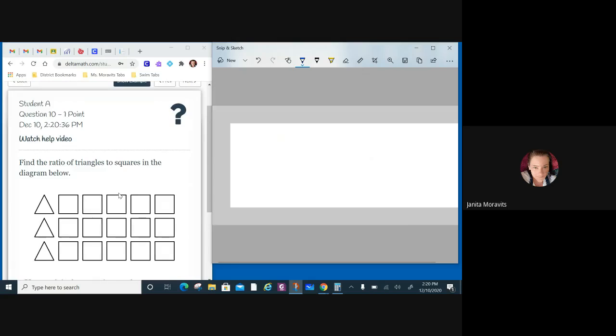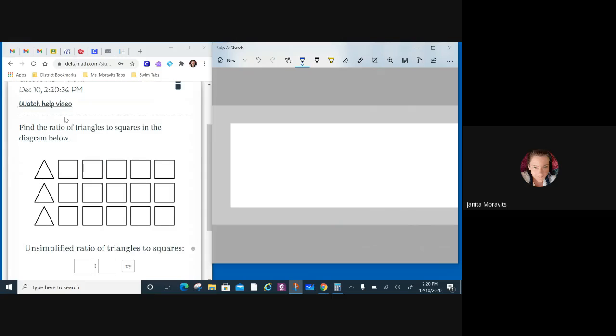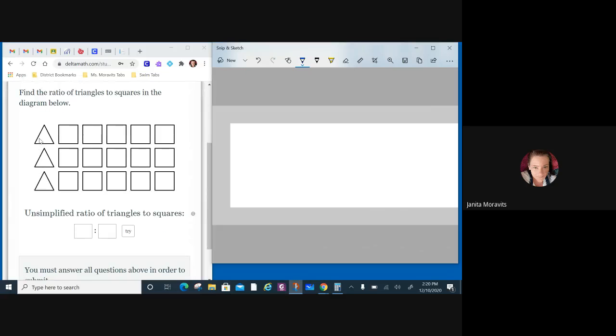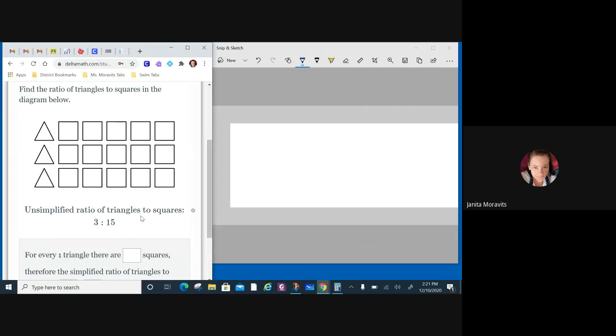All right, question number 10 says find the ratio of triangles to squares in the diagram below. Well, first of all, we're going to count our triangles because it's triangles to squares. We have 3 triangles, and we have, let's count our squares. We have 1, 2, 3, 4, 5, and 3 rows of 5. So 3 rows of 5 is 15.